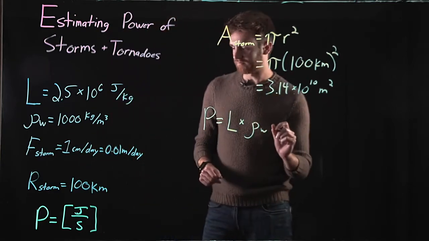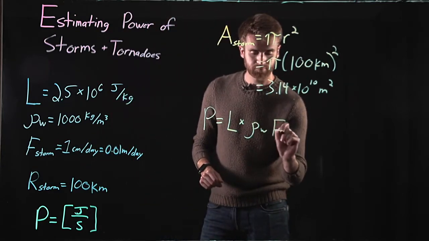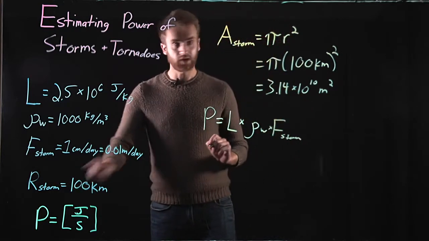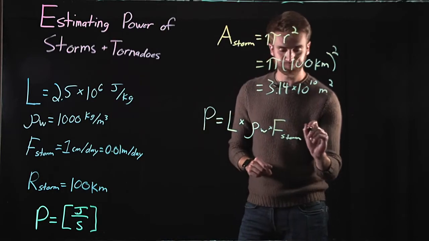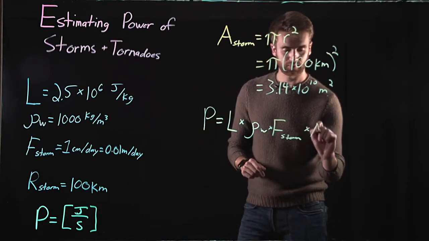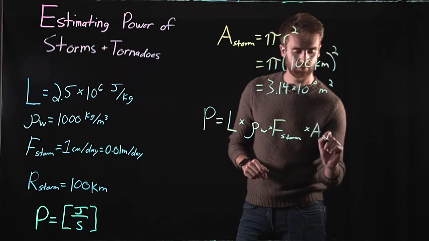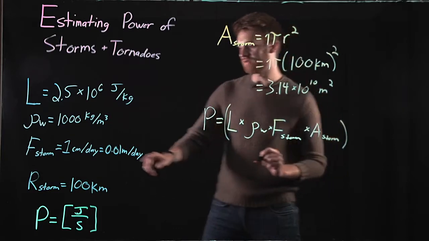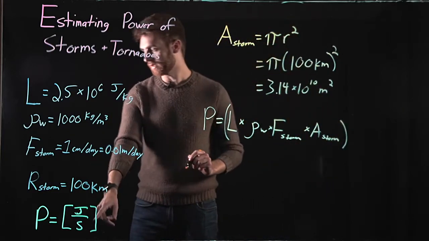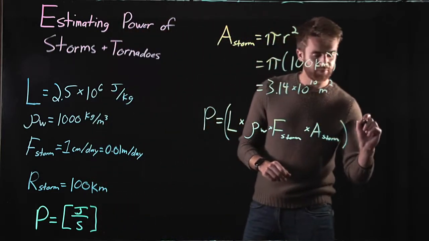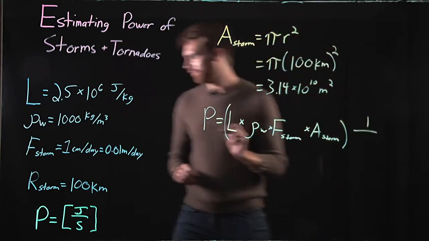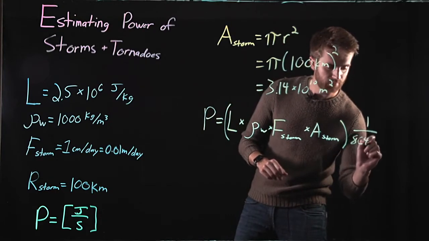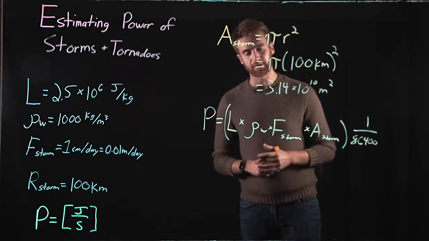times the rain flux times the area of the storm. And because our unit of time is in days and we want seconds, we need to multiply by a factor of 1 over 86400. That's just the number of seconds in a day.